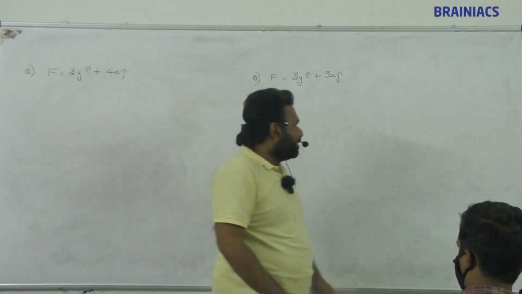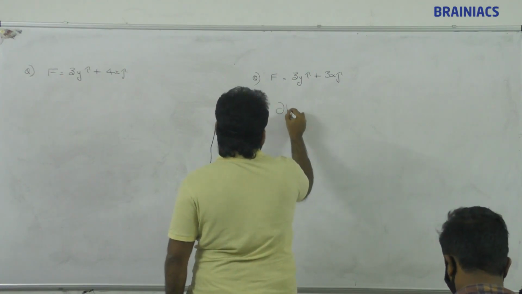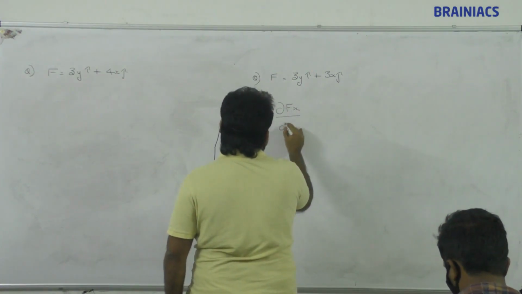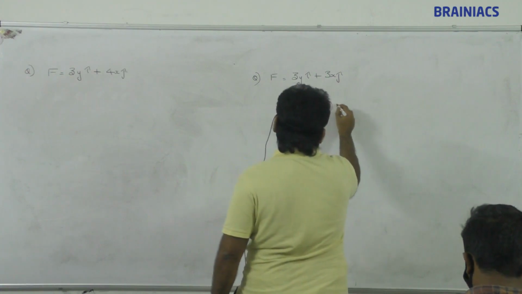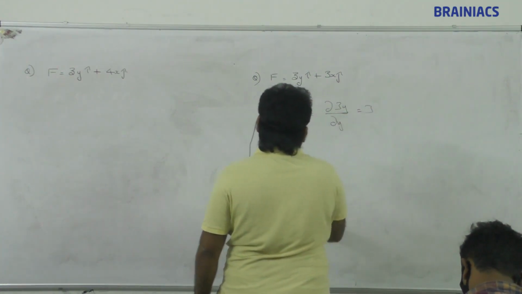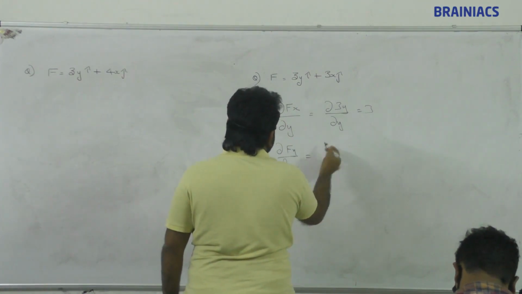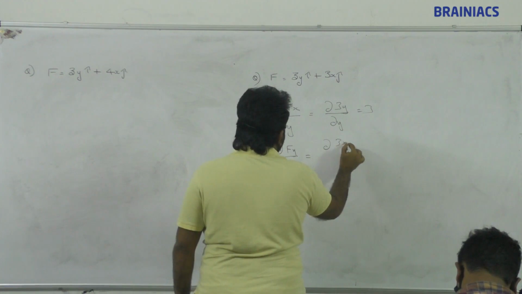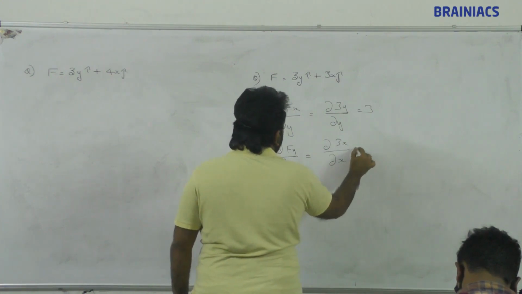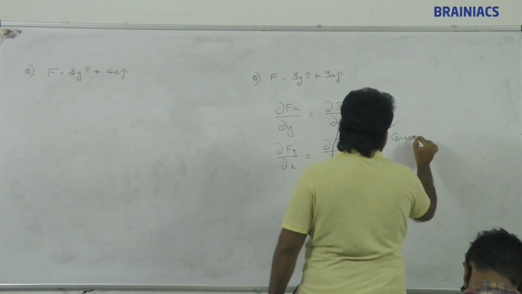Okay, so what about this one? ∂Fx/∂y is ∂(3y)/∂y. What is the answer? 3. ∂Fy/∂x is equal to what? ∂(3x)/∂x, 3. So conservative.